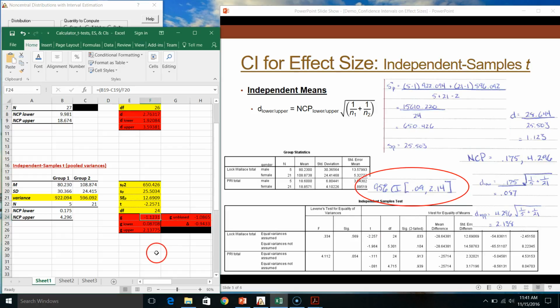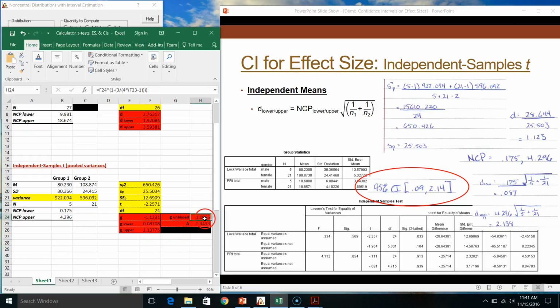We've got our Hedges' g, 1.123. 1.123 adds up perfectly. Our lower bound, 0.087, rounds to 0.09, upper 2.13, round up to 2.14. And so we see that everything is on the money, and so this is just a nice way to go through and plug this stuff in and have it calculated for you. Once you've got it put together, you've developed it, you know that everything is correct, lock this down so you can't accidentally screw things up, and then just use this as a nice tool.